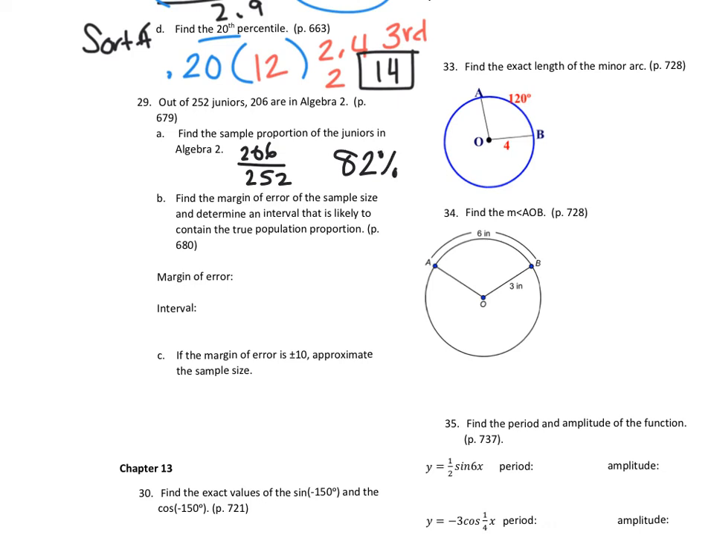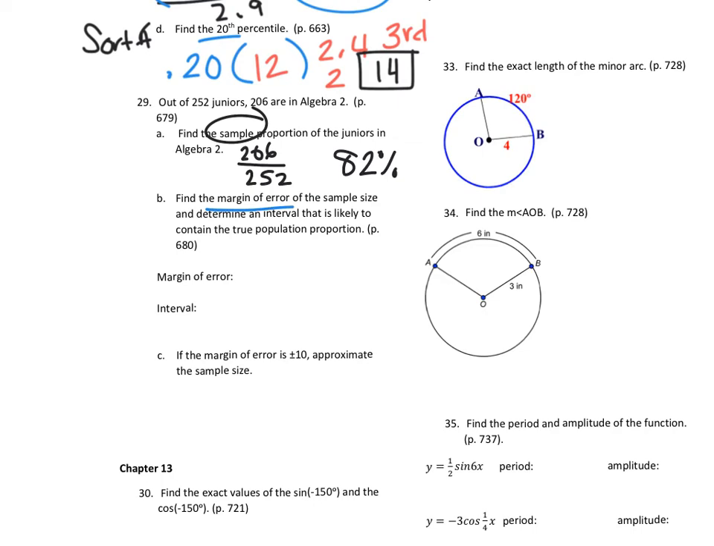Now we don't know the full population, because we don't know how many juniors are in this particular school. You could have 1,000 juniors. You could have 500 juniors. So the key word was sample. So not everybody, but of 252 juniors that we asked, 206 are in Algebra 2. So there's going to be some type of margin of error if you're not asking everybody.